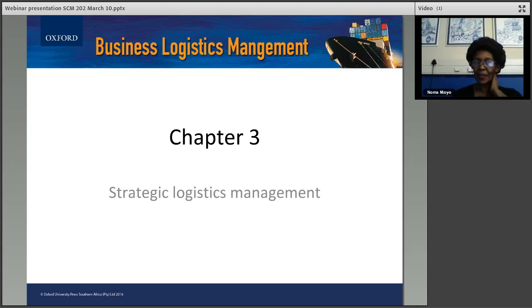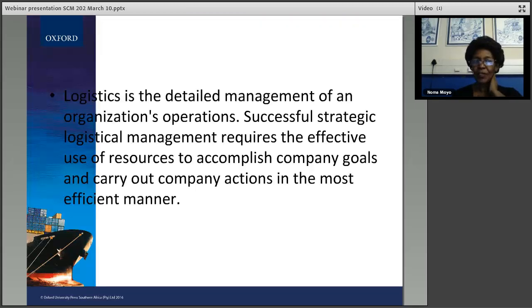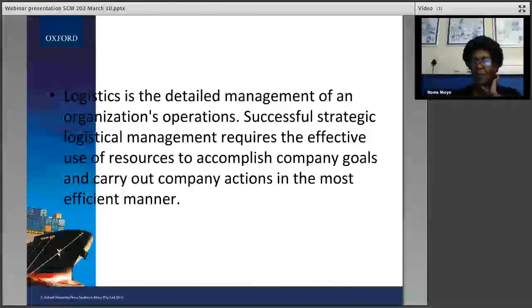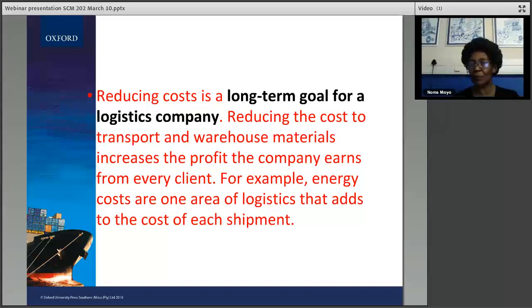I said we did this, but just looking at what is going to be critical. In chapter 3, we also had something that we needed to cover. Chapter 3 talks about strategic logistics management. Logistics is the detailed management of an organization's operations. Successful strategic logistical management requires the effective use of resources to accomplish company goals and carry out company actions in the most efficient manner.